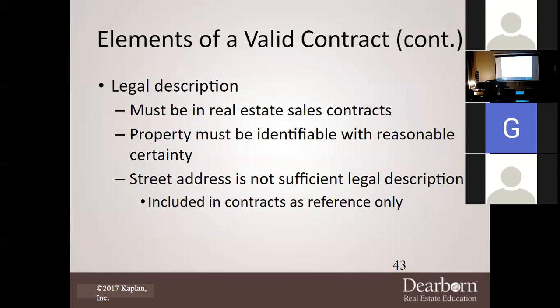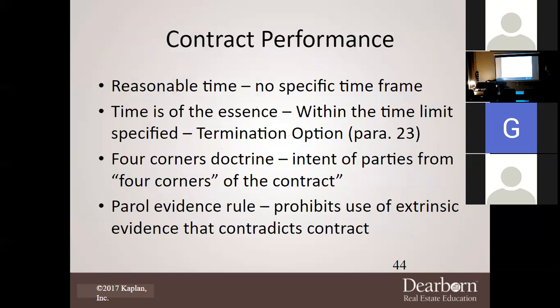Now, of course, the next one was legal description. It must be in real estate sales contracts. The property must be identifiable with reasonable certainty. And the street address is not a sufficient legal description. Okay, it's included in contracts as reference only. But ultimately, the legal description has to be provided.